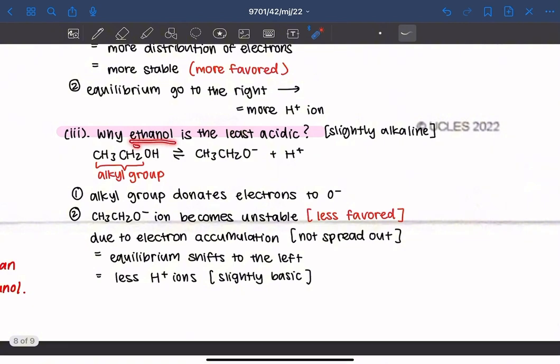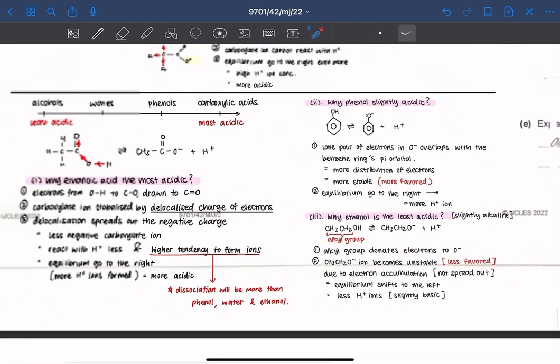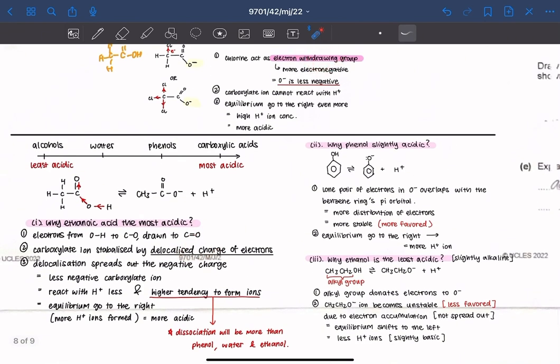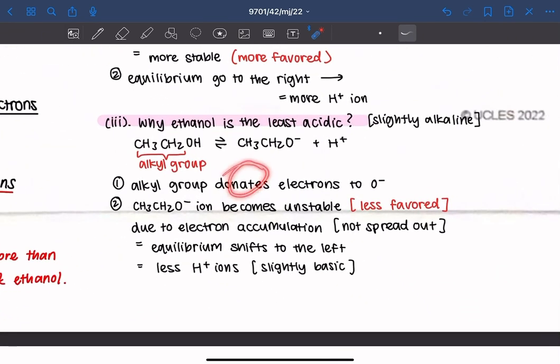Lastly, why is ethanol the least acidic? Ethanol is the least acidic because it has an alkyl group, and the alkyl group donates electrons instead of withdrawing them. This one is withdrawing, this one donates, and so the CH3CH2O- becomes unstable.